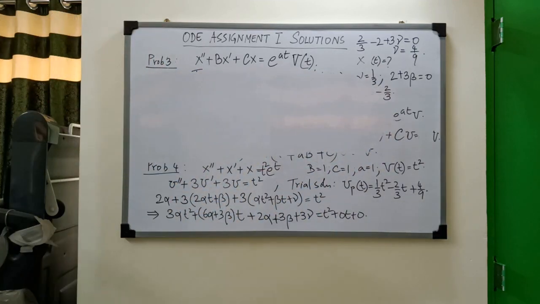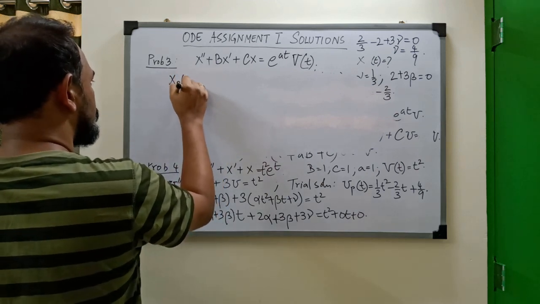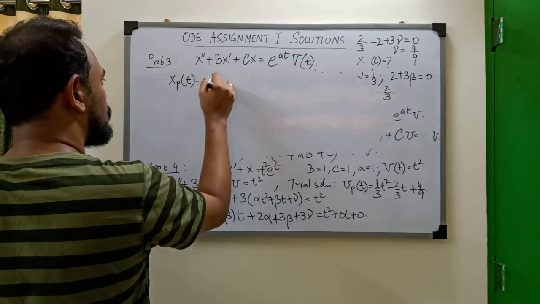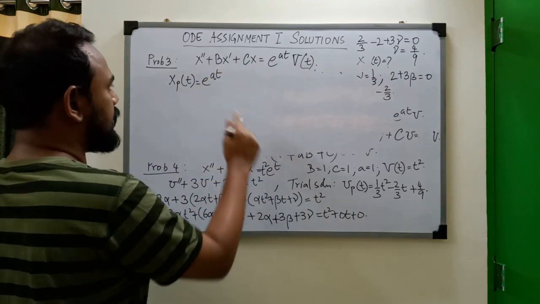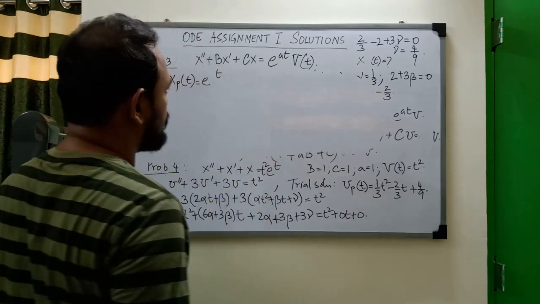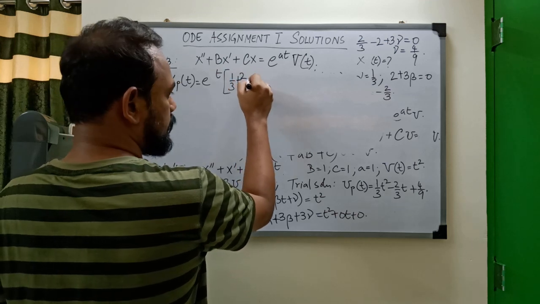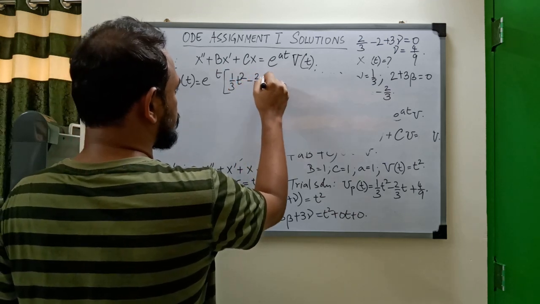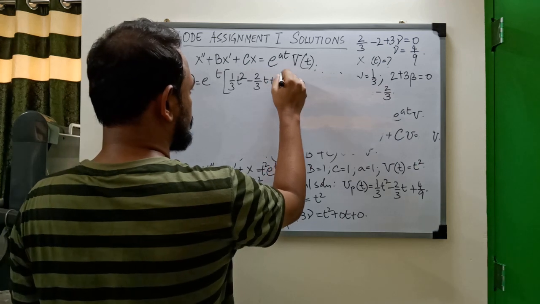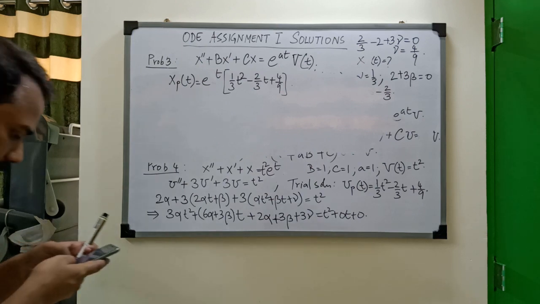Sorry, I rubbed that out. So your particular solution will be e to the power at. Well, in this case, I know a is 1, small a, and your u, which you find, which is 1/3 t square minus 2/3 t plus 4/9. I think that's it. Is this only about finding the particular solution? Yes, find the particular solution.